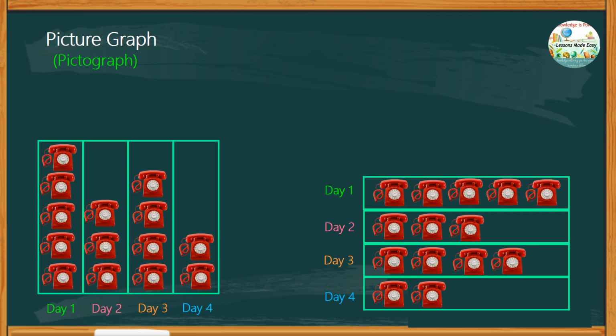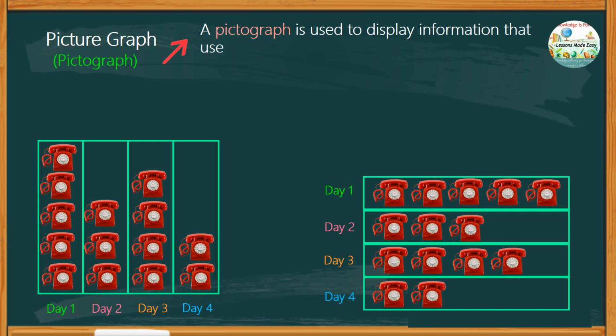What do you know about a picture graph or a pictograph? Take a look at the given example below. A pictograph is used to display information that uses images or symbols to represent data. This is the simplest form of graph where little pictures are used to represent numbers.